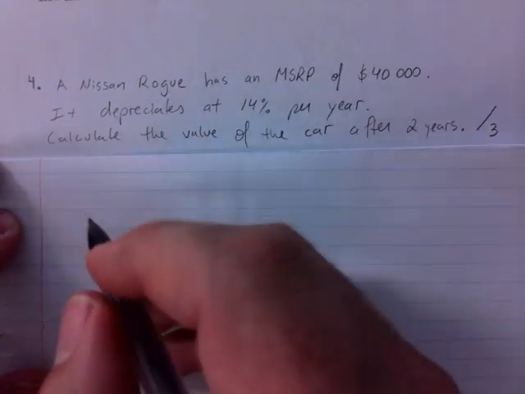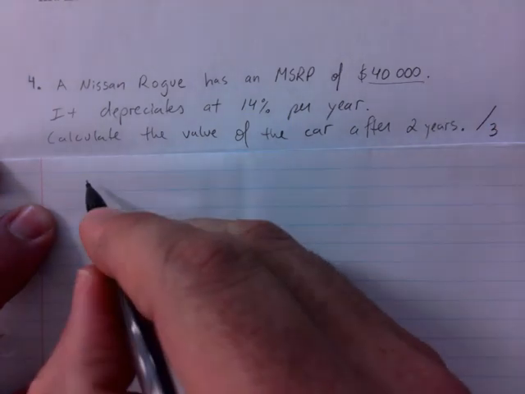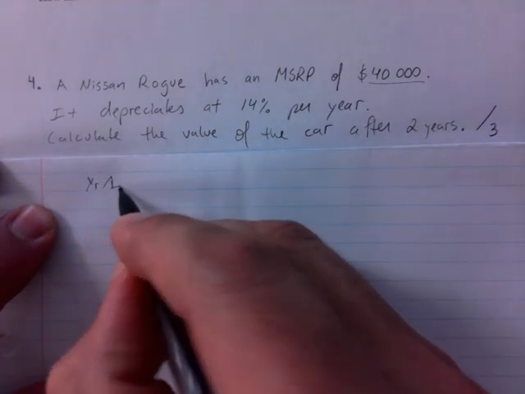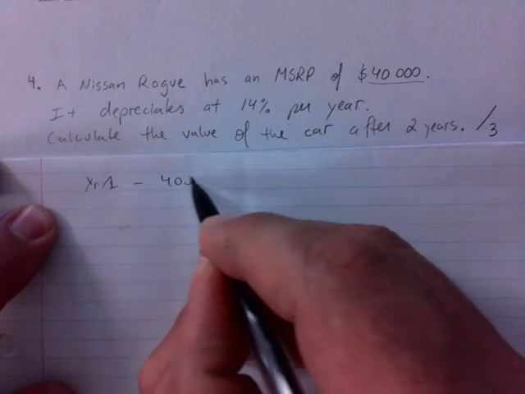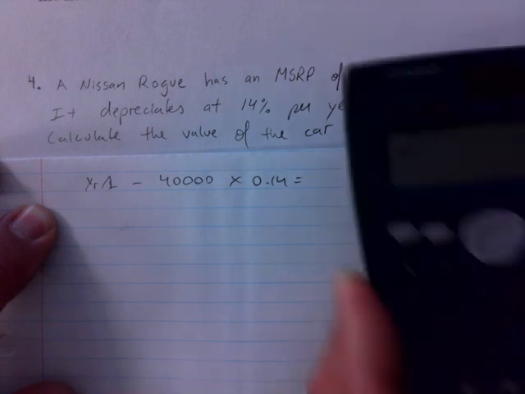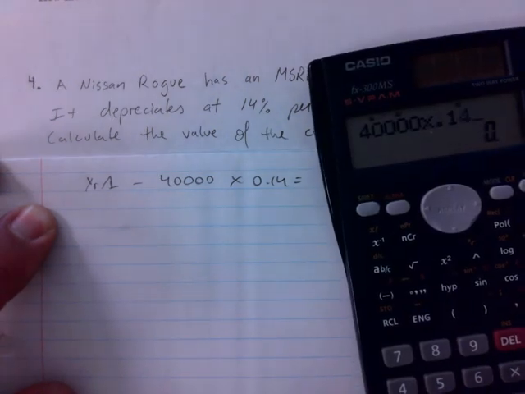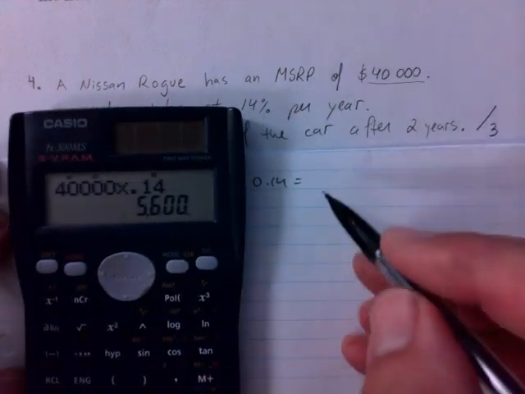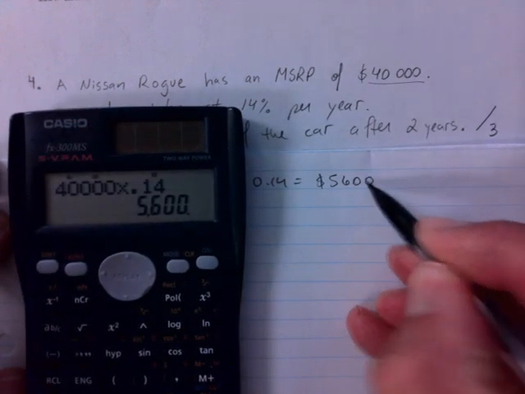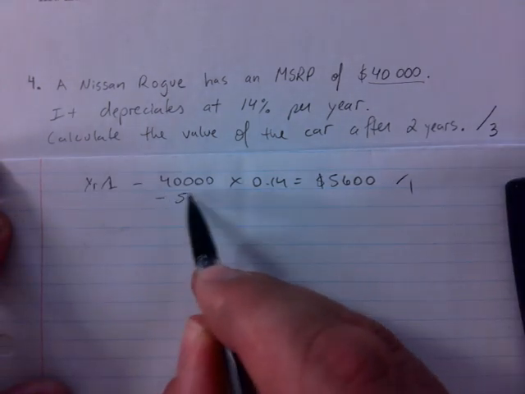Anyways, MSRP, 40 grand, that's my starting. So I'm going to lose value. Okay, watch this. Year 1, I just made this one up, so I actually have to do the math here as well. Of over 4 grand, right? 5,600. I'll give you a mark for that. Okay, take away 5,600.